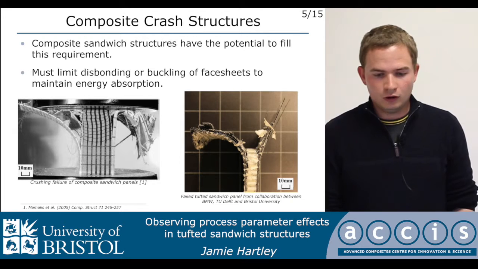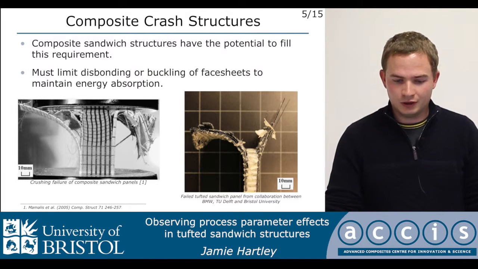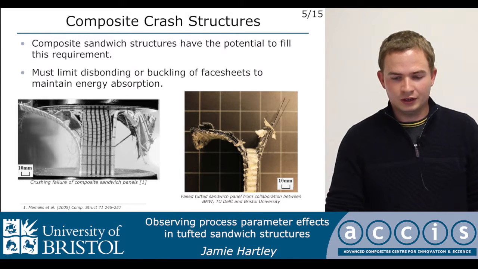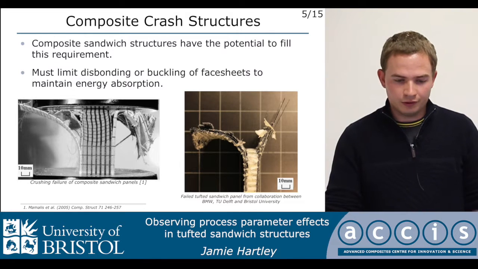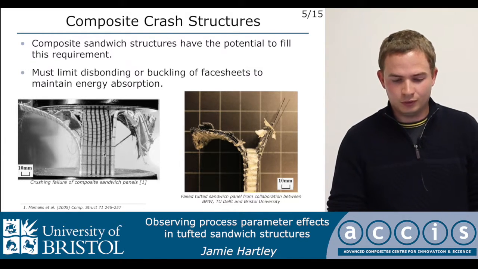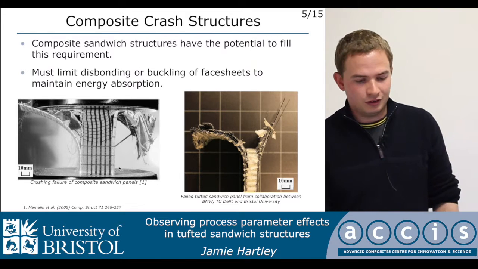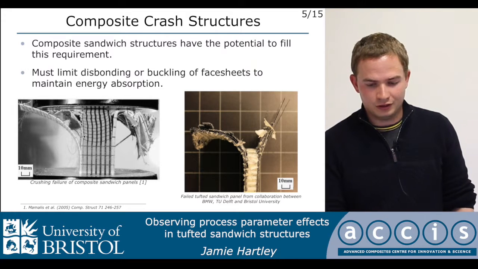So composite sandwich structures are a potential use in the automotive industry because of their high stiffness and relatively low weight, but they need to be able to absorb large amounts of energy in a crash. As you can see on the left here, one of the issues of an edgewise compression of a sandwich structure is it will tend to disbond from the core and fracture and delaminate quite significantly.